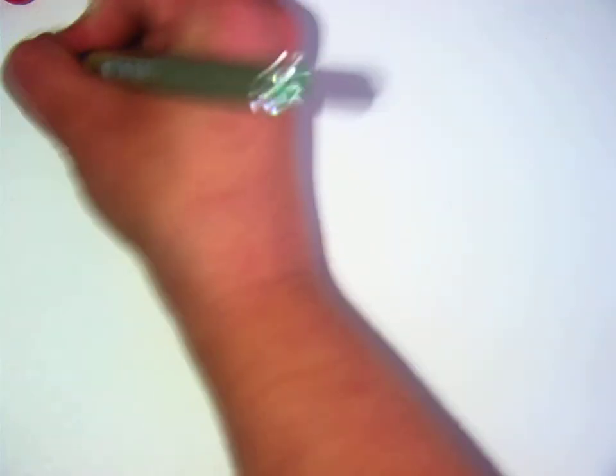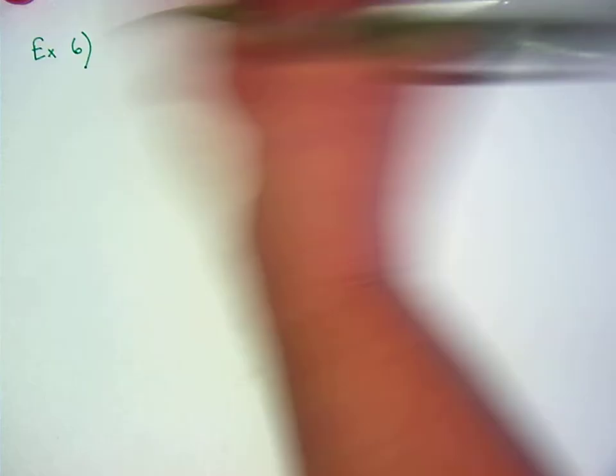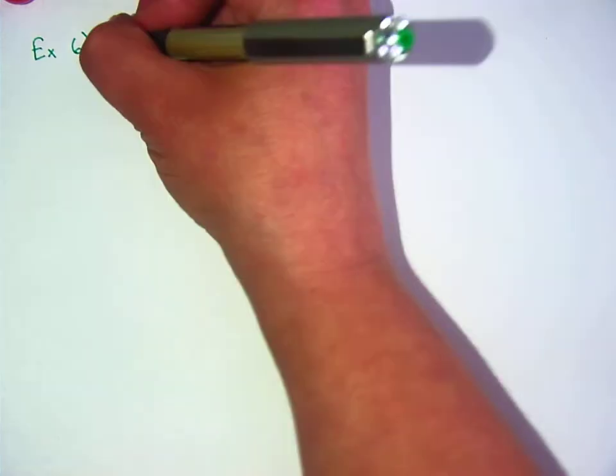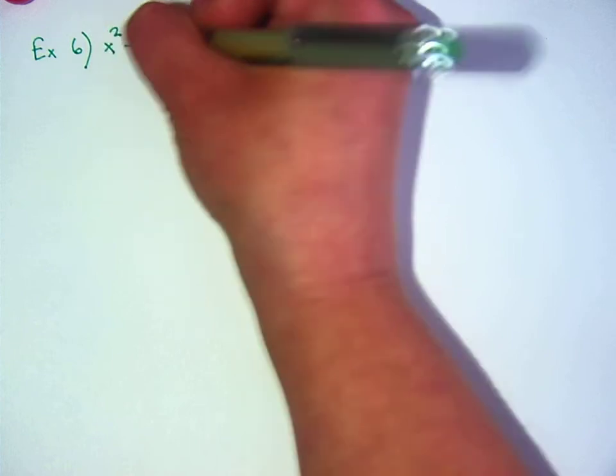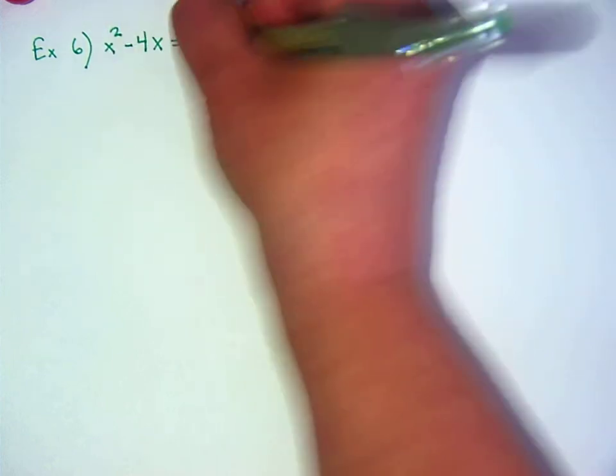All right, example 6. Let's do x squared minus 4x equals a negative 2.